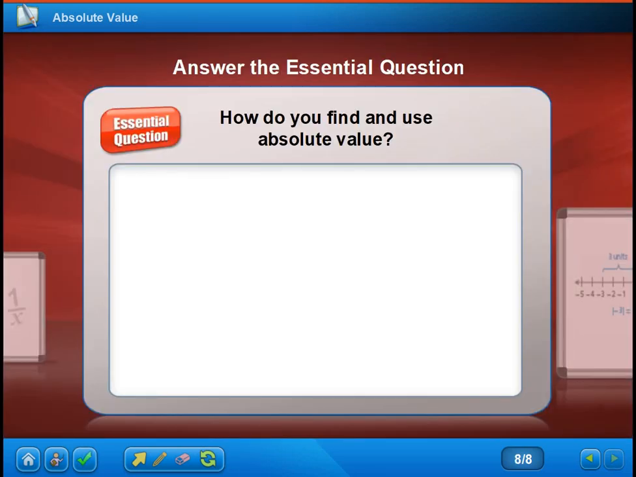All right, so you need to answer the essential question, how do you find and use absolute value? And then you also need to do the guided practice problems. If you don't have your notebook, I will post a screenshot of the guided practice problems on Google Classroom. As always, if you have any questions, please be sure to email me or write them down so we can go over them in class.